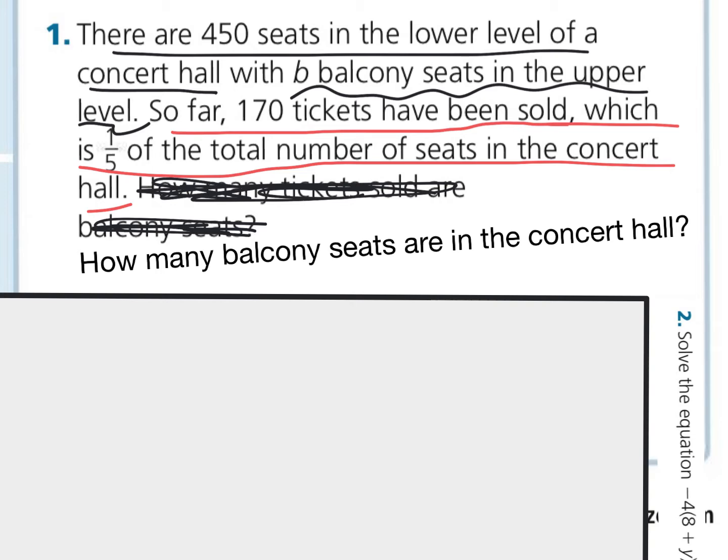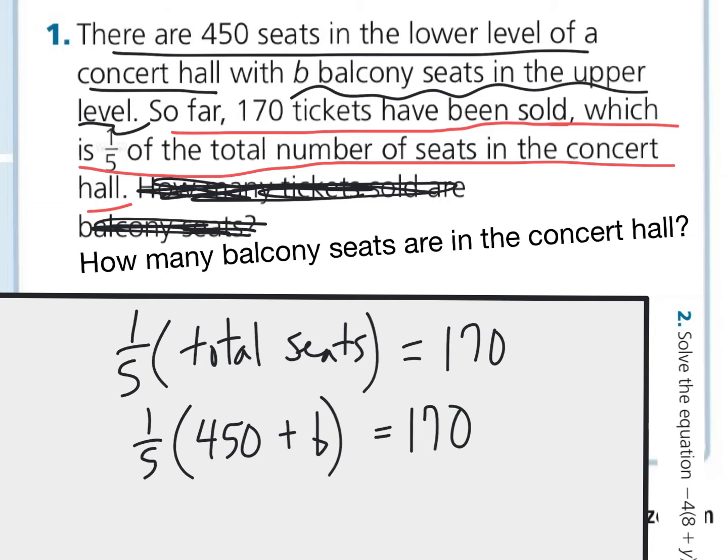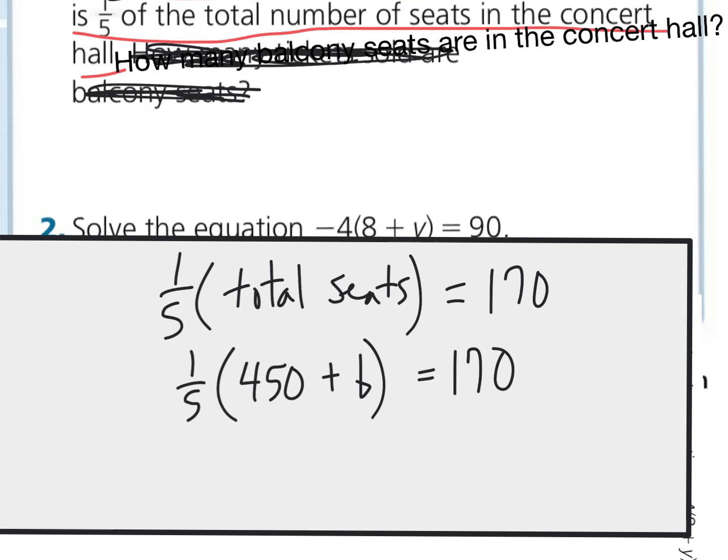So one thing it tells us is that 1/5 of the total number of seats is equal to 170. The total seats, it says there's 450 seats in the lower level and B balcony seats. So this would be one way we could write our equation to start out on this problem.